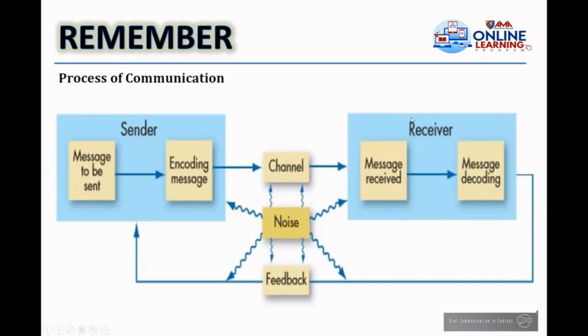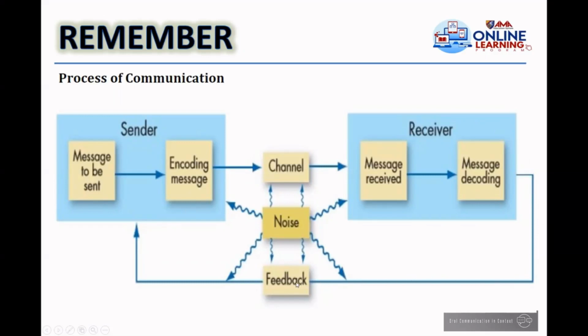And after using the channel that has been chosen, the message will be transmitted to the receiver. The receiver should be able to receive the message, and after receiving the message, the receiver should decode the message. After decoding, there will be changing of roles between sender and receiver. The receiver will become the sender. So the receiver will encode a message in response to the message received. How will be the encoding? The encoding is based on the interpretation of the receiver. After the interpretation, the receiver will encode the message and it will be transmitted through a feedback.